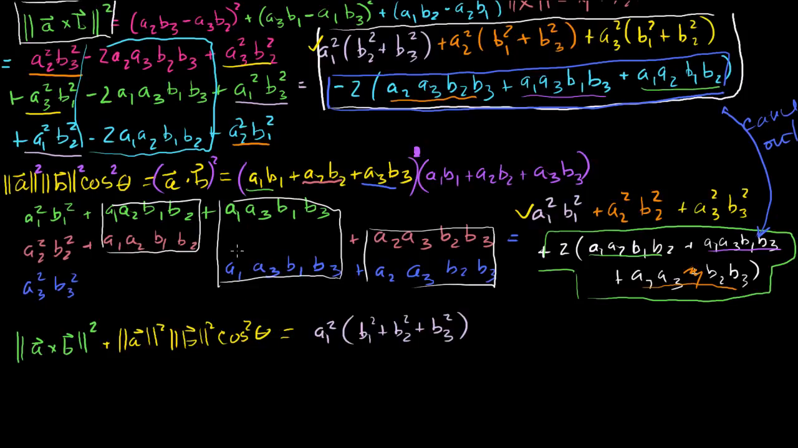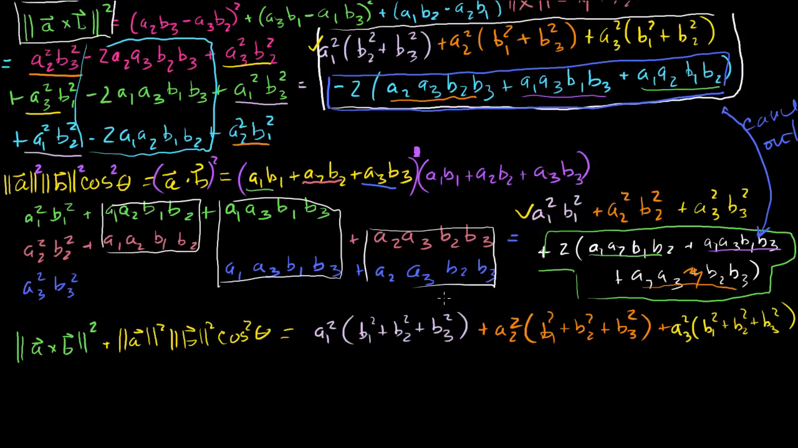Things are starting to look a little bit orderly all of a sudden. And then you have plus a2 squared times all of their coefficients added up. So b1 squared plus b2 squared plus b3 squared. And then finally, in yellow, you have plus a3 squared. Sorry, I'm trying to do that in yellow. You have a3 squared, and you have b1 squared plus b2 squared plus b3 squared. And if you see, we're multiplying all of these things by this b1 squared plus b2 squared plus b3 squared.